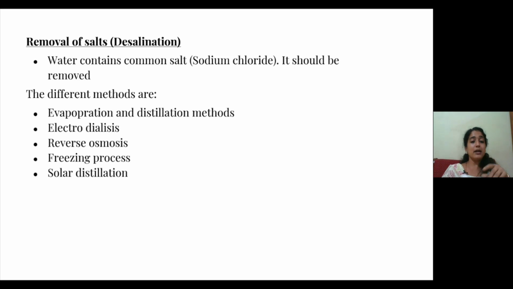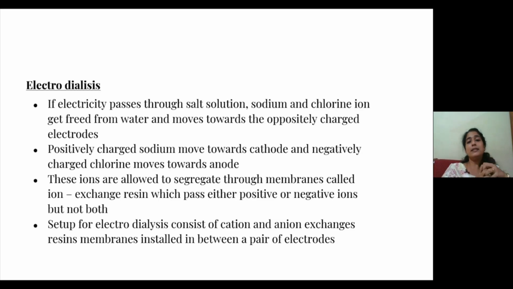Then next is electrodialysis. In this electrodialysis process, electricity passes through the salt solution, and then the sodium and chlorine ions get freed from the water and move to the oppositely charged electrodes. The positively charged sodium ion moves towards the cathode and the negatively charged chlorine moves towards the anode. And these will be caught by using ion exchange resins, which will be oppositely charged.